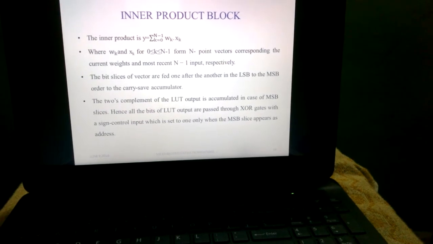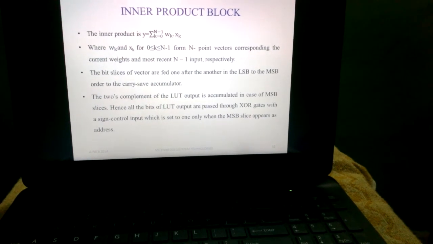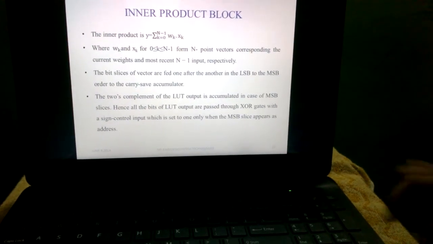The bit slices of the filter are given as input to the distributed arithmetic table, and then sent to the mux followed by the carry save accumulator, which is explained as follows. In this diagram, this is the diagram of the 4-point inner product block.